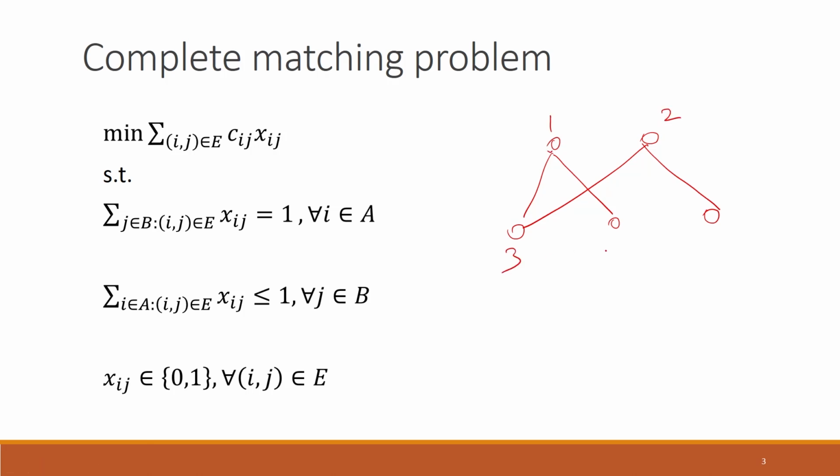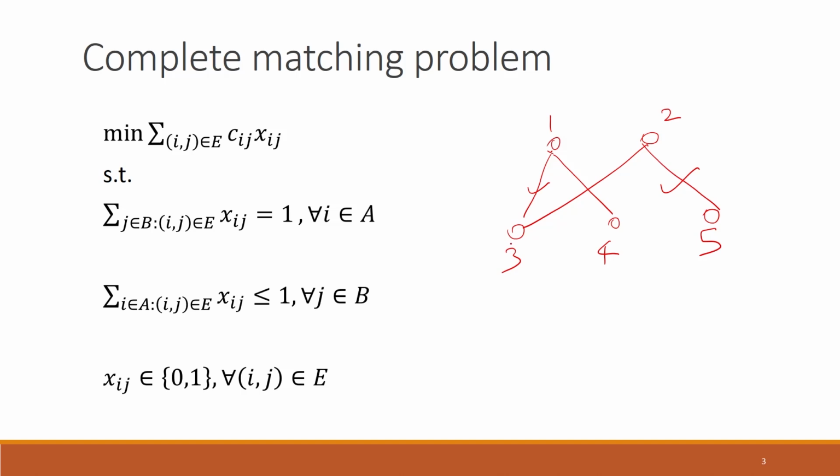So, we have 5 nodes here. Nodes 1 and 2 are part of this set capital A, and nodes 3, 4 and 5 are part of this set capital B. Suppose we have selected the edge going from 1 to 3 in the matching, and suppose we have selected this other edge. You can see that for node 1 there is exactly one edge incident on it that is selected as part of this matching, and for node 2 also there is exactly one edge, going from 2 to 5, which is incident on node 2 and selected as part of this matching.